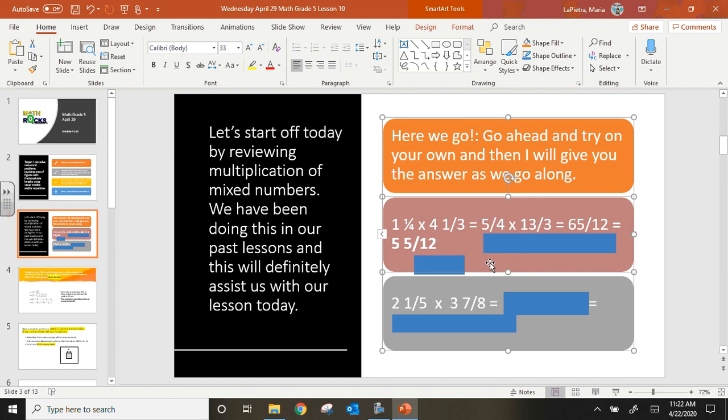How about that bottom one? 2 1/5 turns into 11 over 5. And 3 7/8 turns into 24 plus 7, which is 31 over 8.